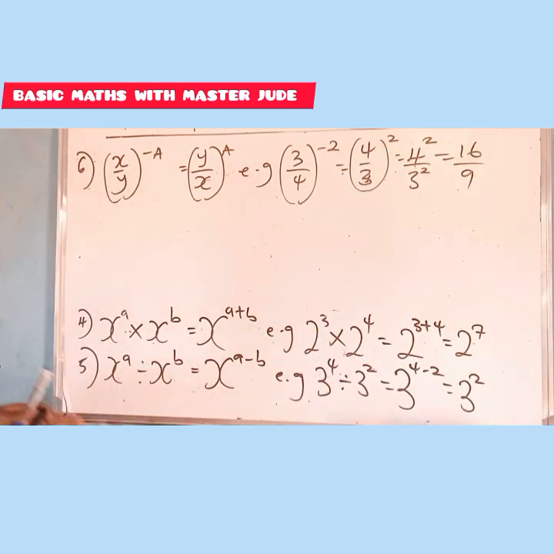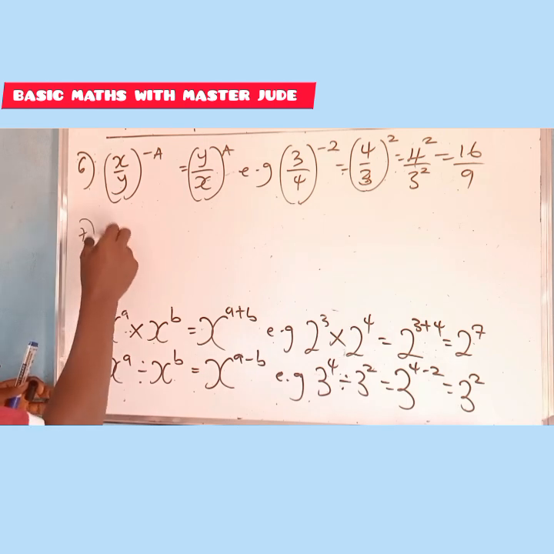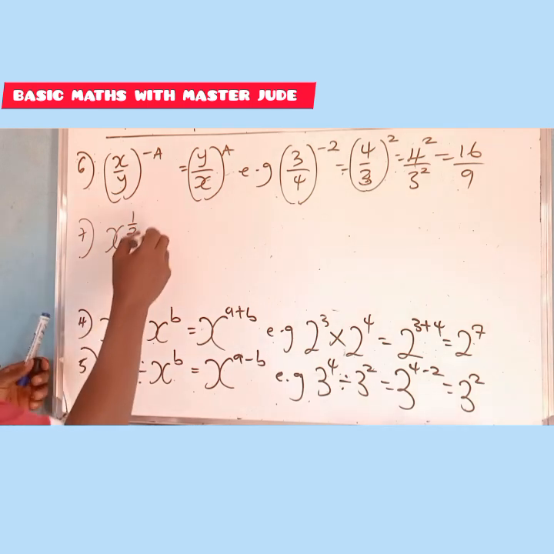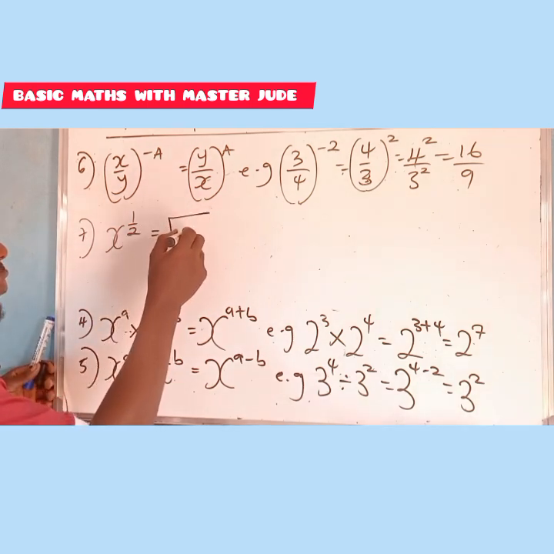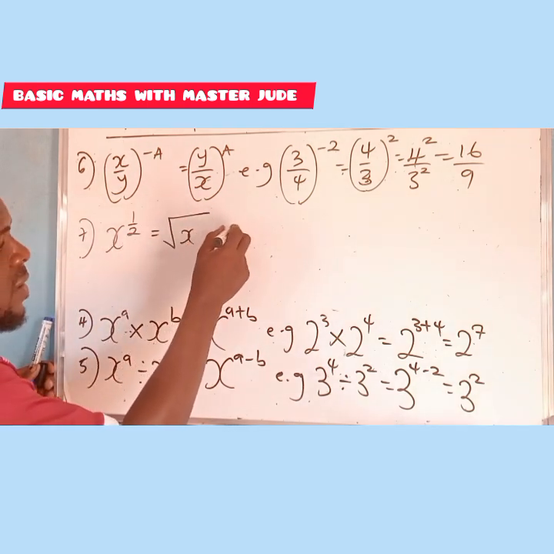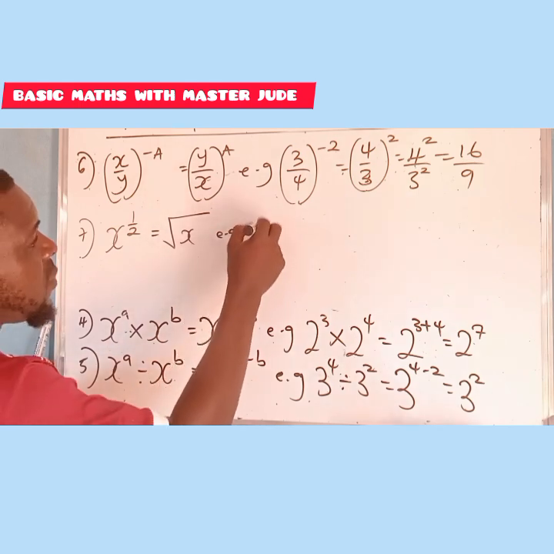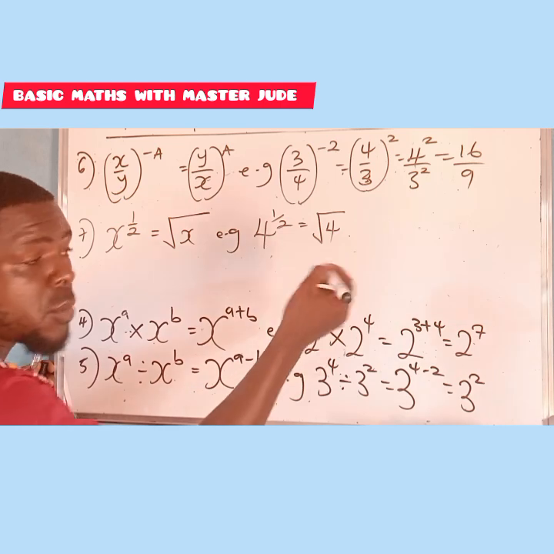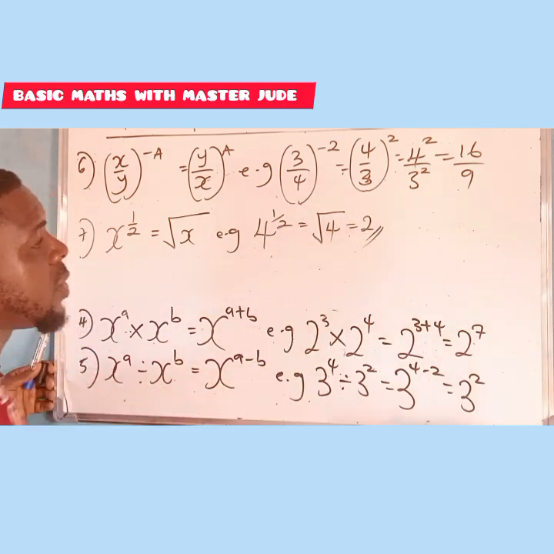Now the seventh law here says that x raised to power half, anything raised to the power of half is the square root of that thing. So x raised to power half is telling you square root of x. For example, if you have 4 raised to power half, this is telling you square root of 4, which will give me 2.